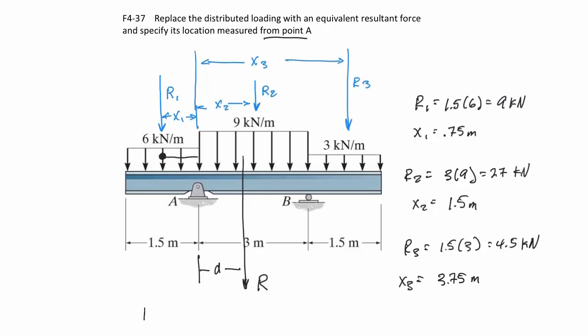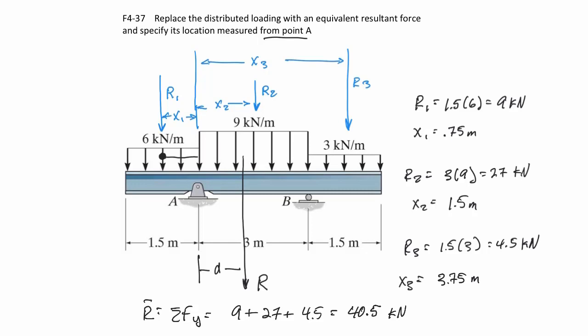Okay, what is the resultant? The resultant is pretty easy. The resultant is equal to the sum of the forces. In this case, they're all in the y direction, so let's just go ahead and put those in there. 9 plus 27 plus 4.5, and that's going to be equal to a total of, sorry, I lost my picture over here on my other side. It'd be 40.5, and that's kilonewtons.